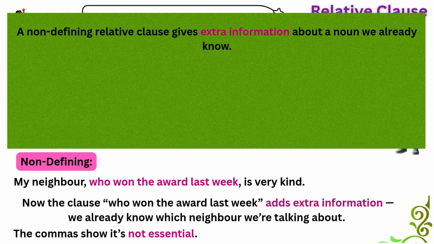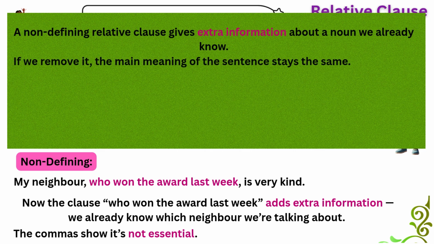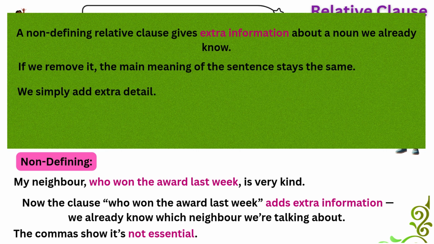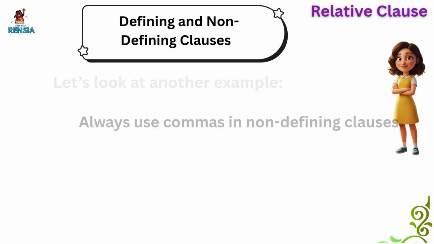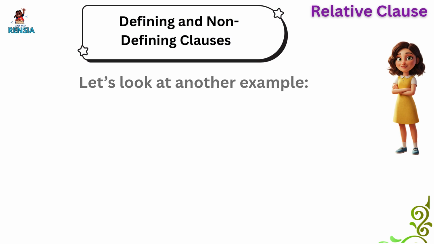A non-defining relative clause gives extra information about a noun we already know. If we remove it, the main meaning of the sentence stays the same. We simply add extra detail. Always use commas in non-defining clauses. Let's look at another example.